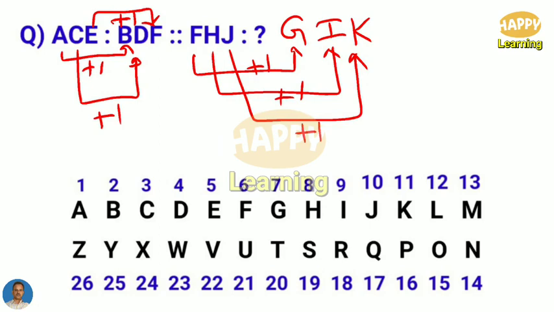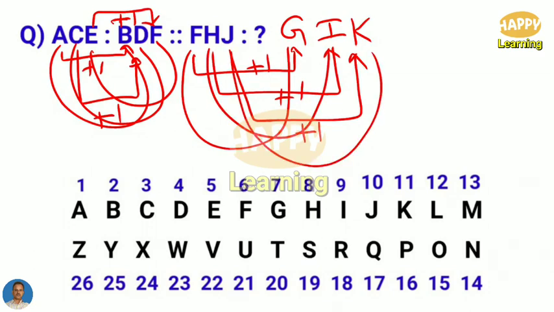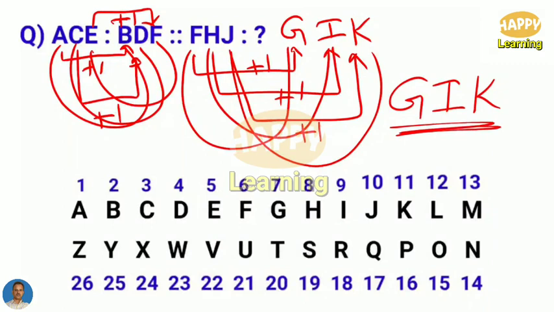Okay. Next to A is B, next to C is D, next to E is F. Similarly, next to F is G, next to H is I, next to J is K. So like that, very next elements, plus 1 rule is followed here. So the answer is GIK. Okay, right. Next question.